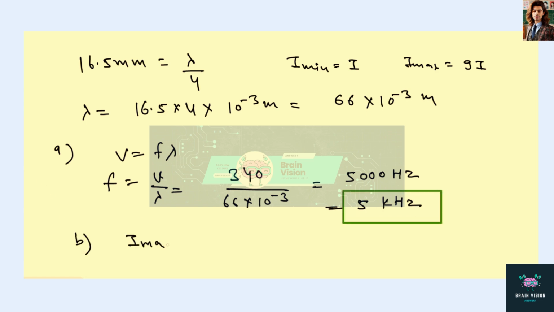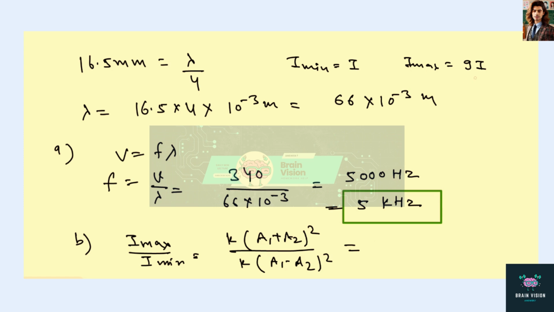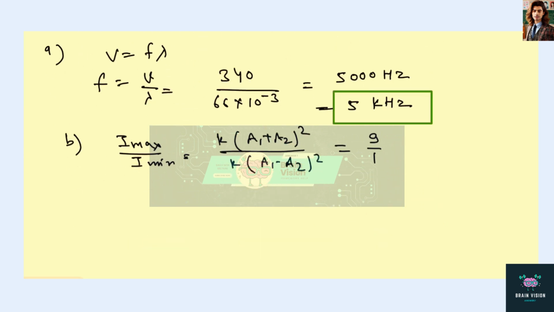Now part B. We know that I max divided by I minimum can be written as K times (A1 plus A2) whole square divided by K times (A1 minus A2) whole square. That is 9I by I, or we can say 9 by 1. In part B of the question, we have to find the ratio of the amplitudes. So in part B, K will be cancelled out.